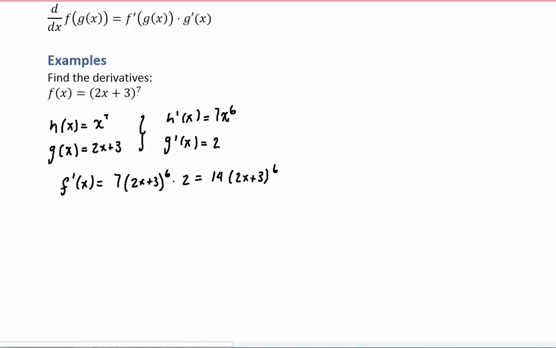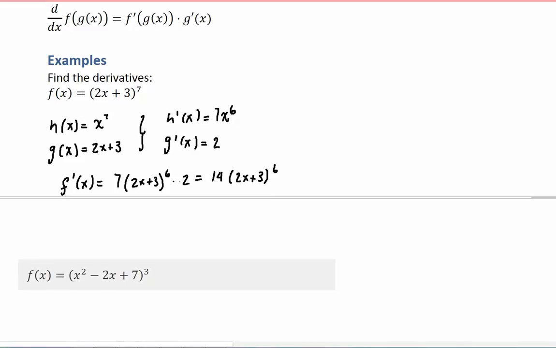Now imagine if you didn't have the chain rule, you would have to raise this or expand this polynomial to the 7th, and that will give you a degree 7 polynomial. It would take you a long time, but the derivative was actually pretty simple. So the chain rule is actually very useful.